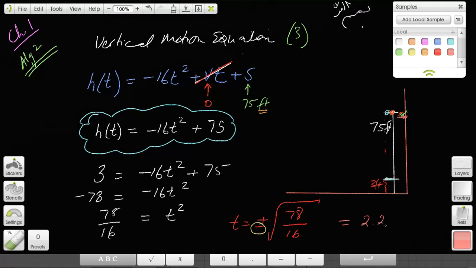So 2.21 seconds. That's how long it's going to take for Mrs. Wood to get her keys and get on with the rest of her fine day. So this was the first example, Mrs. Wood and her keys, and I thought it was an interesting example to start with.